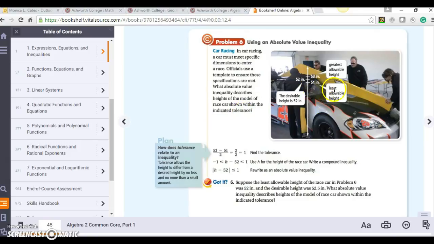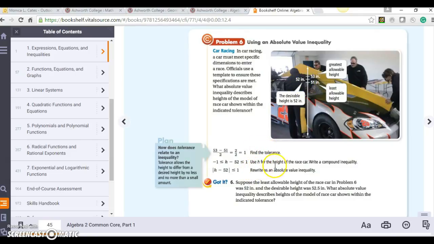So here we know that the least allowable height for the race car is 51 inches, and the greatest allowable height is 53 for the race car. The desirable height for the race car is 52, but we want to stay between 51 and 53. So the tolerance will be 53 minus 51, and we should get a tolerance of 1. Another way of looking at this, the difference from 52 to 51 is 1, and the difference from 52 to 53 is also 1.